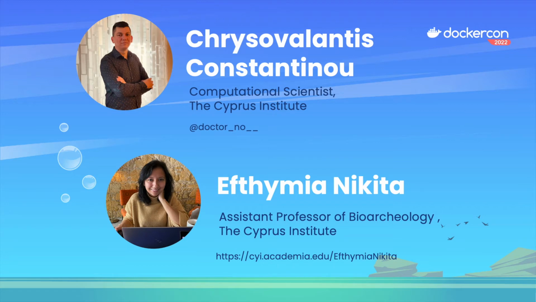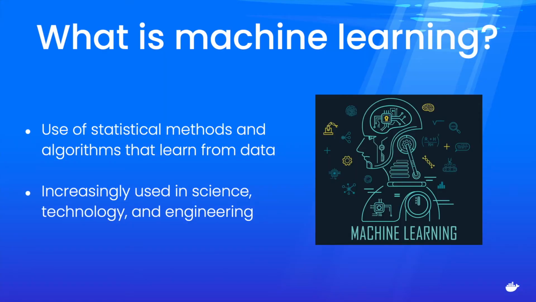So let's start with the basics. What is machine learning? Machine learning is the use of statistical methods and algorithms that learn from data. It is used for predictive purposes. It is being increasingly used in science, technology and engineering, and in this presentation we used it in archaeology.